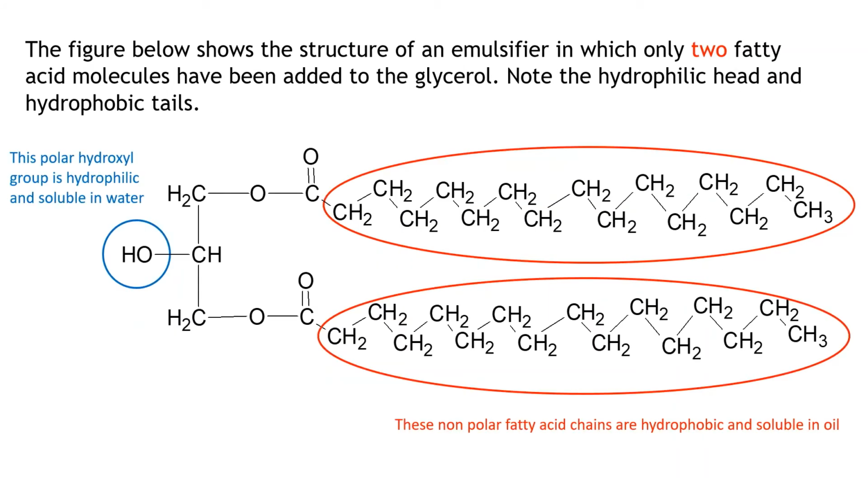This figure shows the structure of an emulsifier in which we've added two fatty acid molecules to the glycerol. So these are the two fatty acid molecules that have been attached, shown here. Remember, these are non-polar fatty acid chains which are hydrophobic and soluble in oil. And at the left-hand side, we have the hydrophilic head, which has a hydroxyl group, which allows this part of the molecule to be soluble in water.